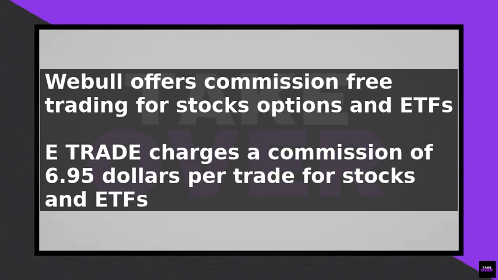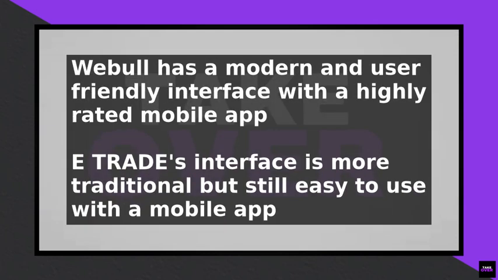Webull offers commission-free trading for stocks, options, and ETFs, while E TRADE charges a commission of $6.95 per trade for stocks and ETFs, and $6.95 plus 75 cents per contract for options.